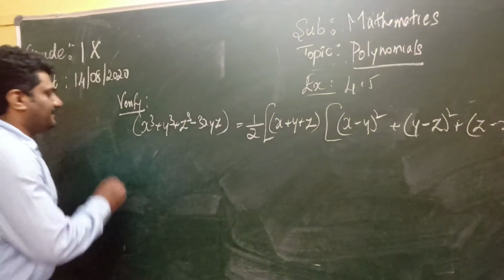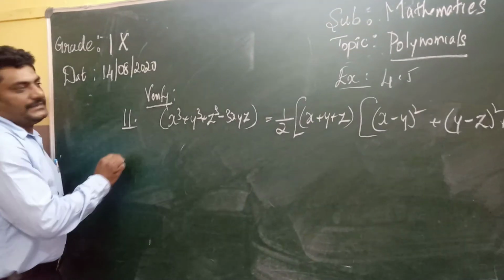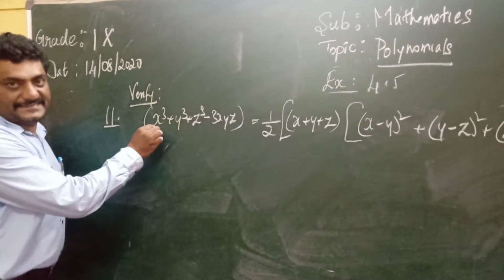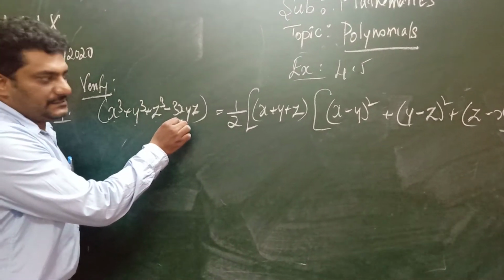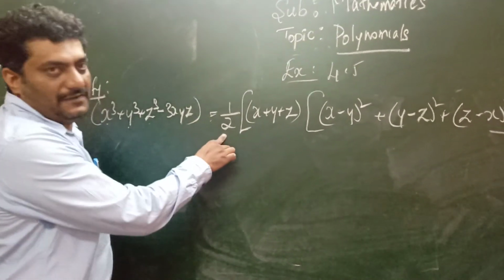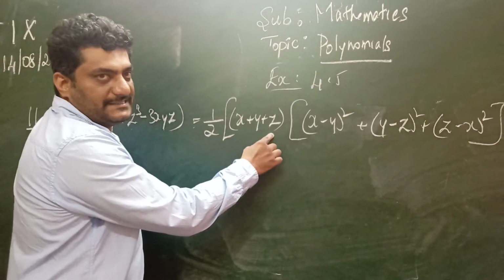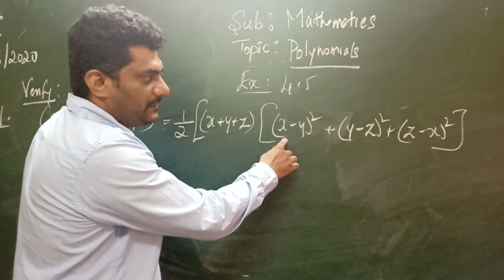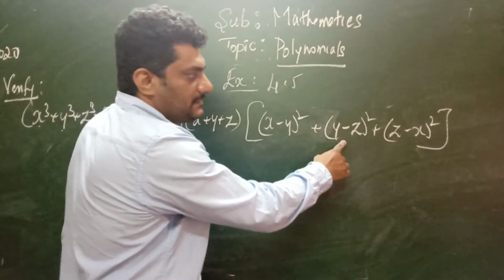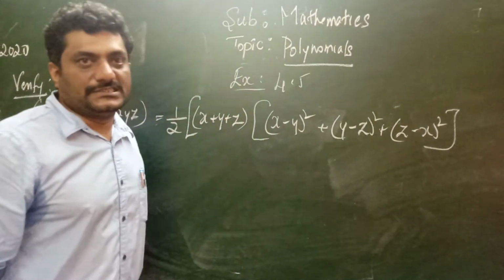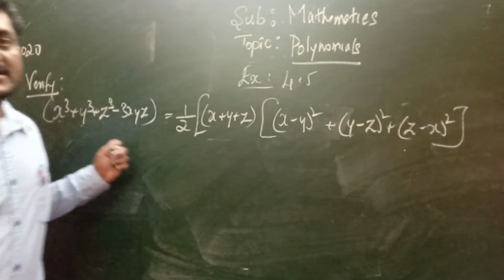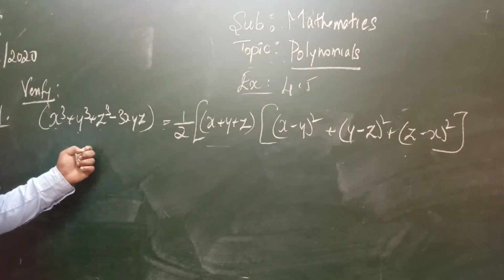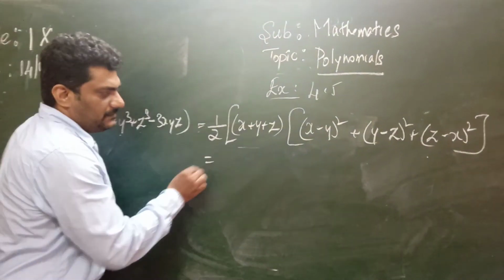Okay, this is the 11th problem. Again, verify that x cube plus y cube plus z cube minus 3xyz is equal to half of (x plus y plus z) multiplied by ((x minus y) whole square plus (y minus z) whole square plus (z minus x) whole square). That means if you multiply all this, we have to check if we get this one or not.